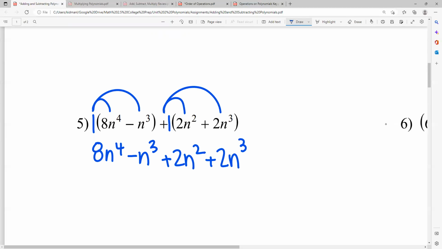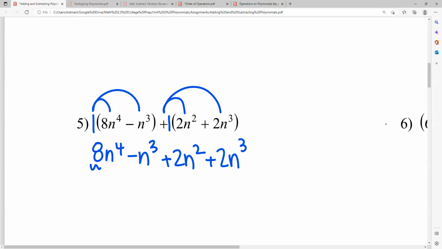Now, just like we did in our last example, we're going to combine the pieces that look alike. We want to start from the highest exponent and then go down. So our highest exponent here is an 8n to the 4th. There's only one of those, so I will just write it. My next highest is an n to the 3rd, so I've got a negative 1n to the 3rd and a 2n to the 3rd. Negative 1n to the 3rd plus 2n to the 3rd is a positive 1n to the 3rd.